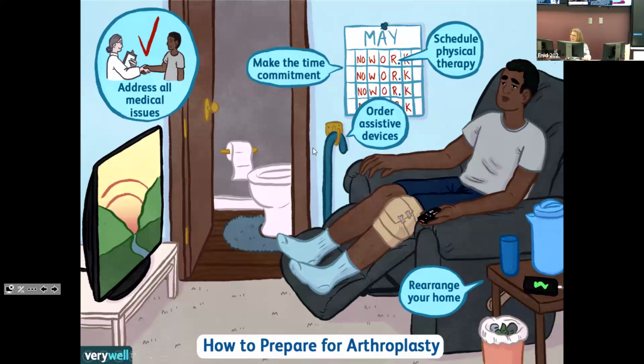So things you'd think about before you would have an arthroplasty is to make sure your medical conditions are all intact. Like if you have any issues with your heart, they're going to send you to a cardiologist to get clearance to have surgery. It's a big time commitment because you're off work. Schedule all your physical therapy, so you know who you're going to go to, what your plans are, and have any assistive equipment you may need, and then rearranging your home. So put things close to you that you can reach easily.